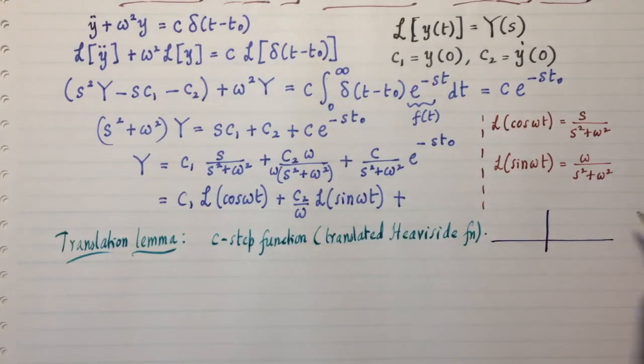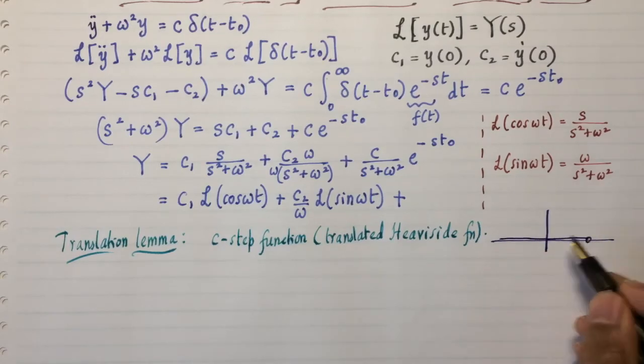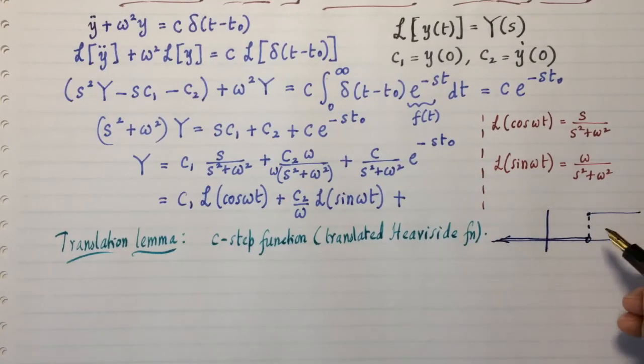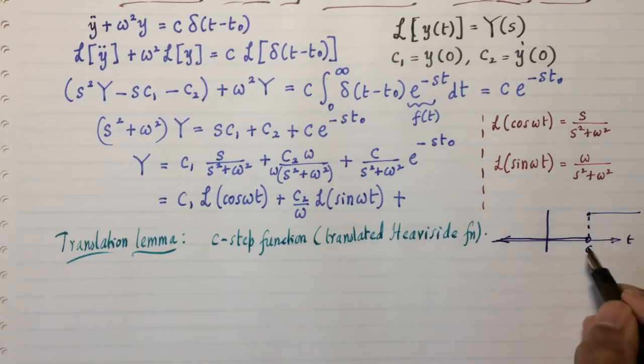So if c is positive, the graph of the translated Heaviside function, or the c-step function, would look like this. The definition is exactly the same. It is 0 for t less than c. This is the time you come to the room and switch the on-off switch, at time t equals c. And it is 1 if t is bigger than c.